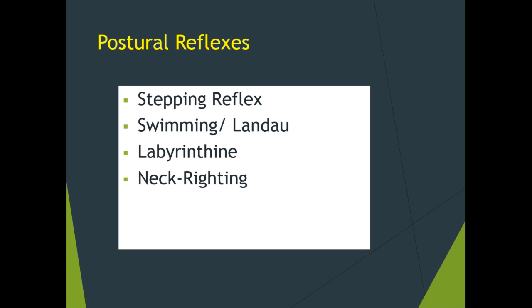Now, what about neck righting? Unlike labyrinthine reflex, which you stimulate or you get out of the child from an upright position, neck righting is elicited from a lying position. On their backs, there are two versions for neck righting. Either the neck rights to the body or the body rights to the neck. Bottom line, the stimulus is either the neck or the body.